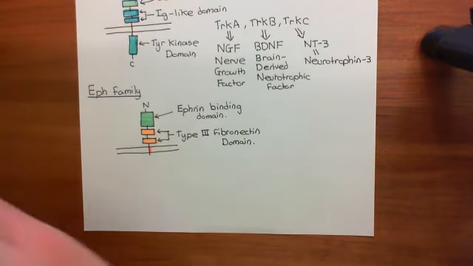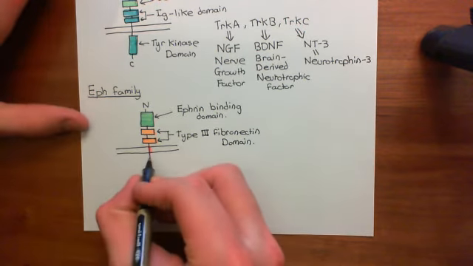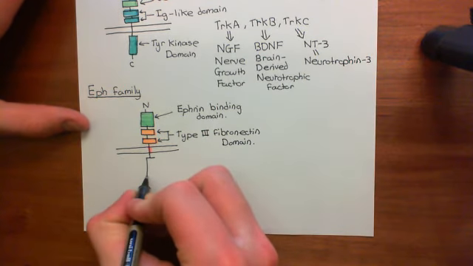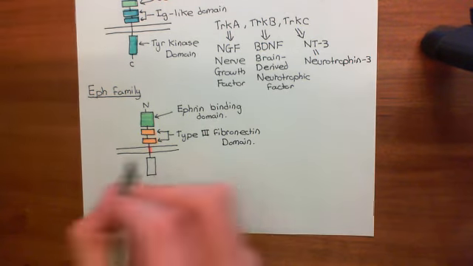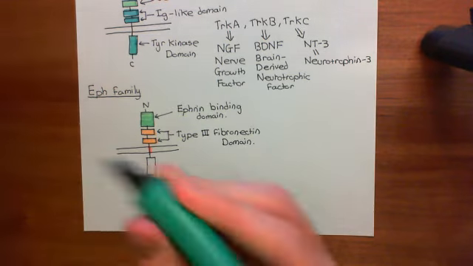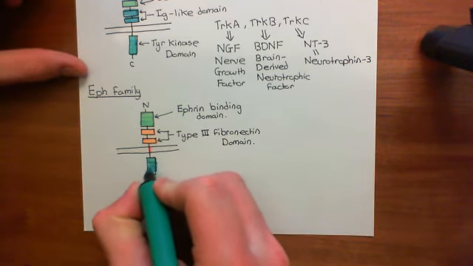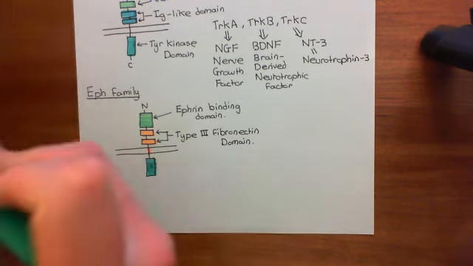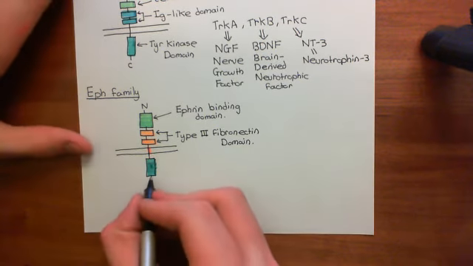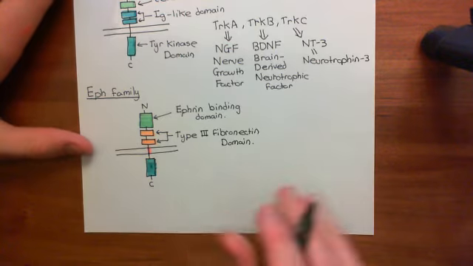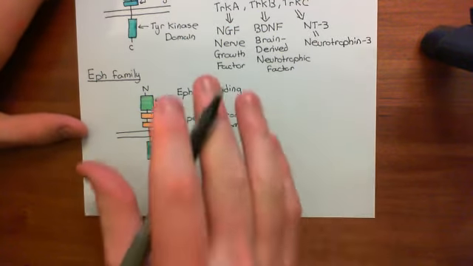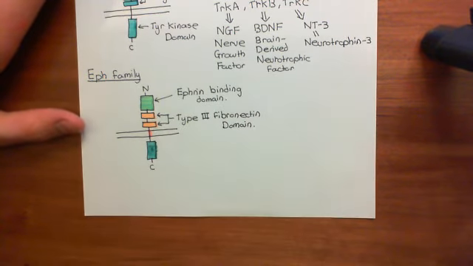Once again, the tyrosine kinase domain here is going to be whole and complete. The region that makes up the tyrosine kinase domain is one continuous region within the primary structure of the polypeptide for these ephrin family receptor tyrosine kinases. Then you have the C-terminus intracellularly. So that's the structure of these Eph family receptor tyrosine kinases.